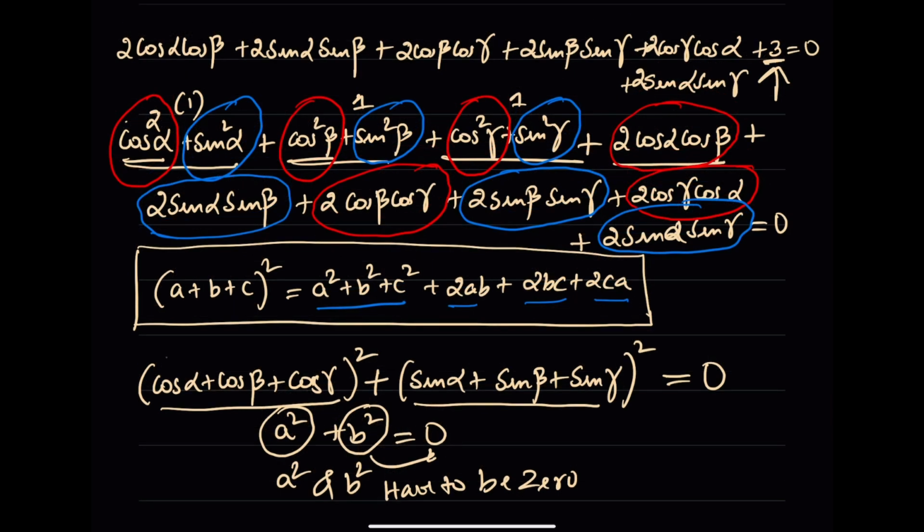So a square represents this part of the equation, which is cos alpha plus cos beta plus cos gamma the whole square, and b square represents sine alpha plus sine beta plus sine gamma the whole square. So these two parts of the equation are individually equal to 0. So this is how we can solve question number 1. Let's try the second one now.